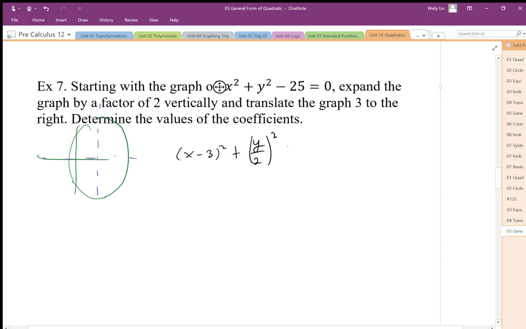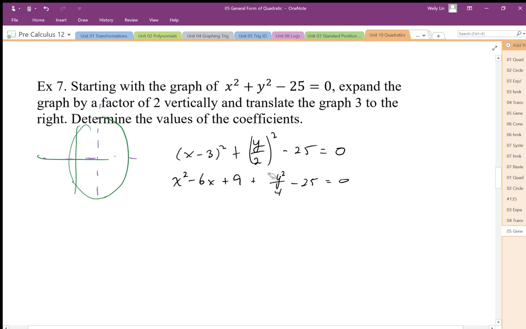There's my expansion, and that should be equal to, we're just going to make it minus 25, equals 0, and then we expand this and put it into general form. So the expansion becomes x squared minus 6x plus 9. Notice that the d value is affected when we have a translation. In this case, we get y squared over 4 minus 25 equals 0.